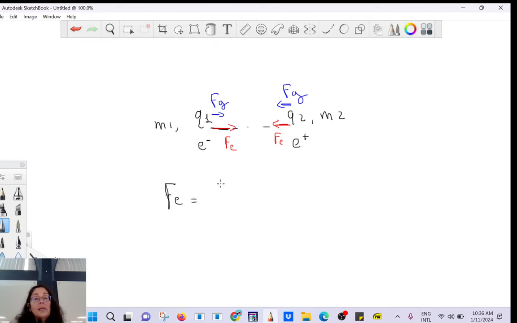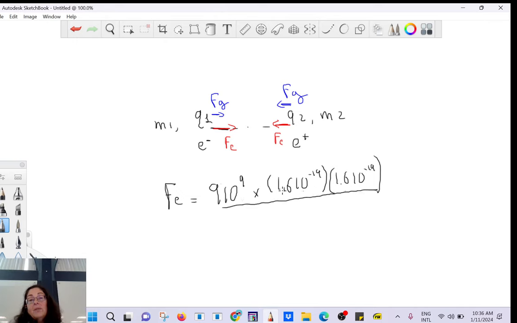So the electric force is 9 times 10 to the 9, times Q1. Are you with me? Q1 is 1.6 times 10 to the negative 19, times Q2, it's a proton, so 1.6 times 10 to the negative 19, divided by the distance squared, because it's an inverse square law. What is the gravitational force? That will be the constant, and the constant is very small. The gravitational constant is 6.67 times 10 to the negative 11. You can go back to my slide, or look at your equation sheet that you are supposed to print out.